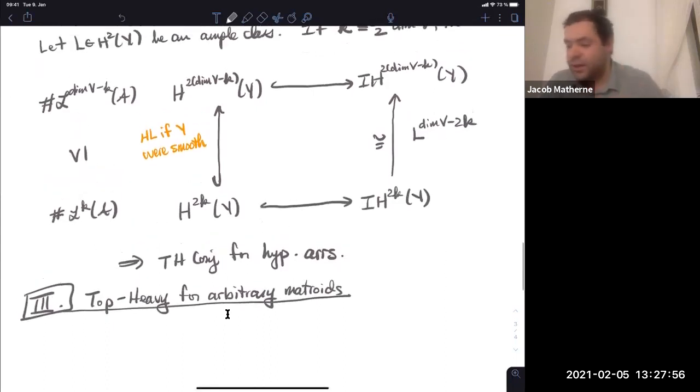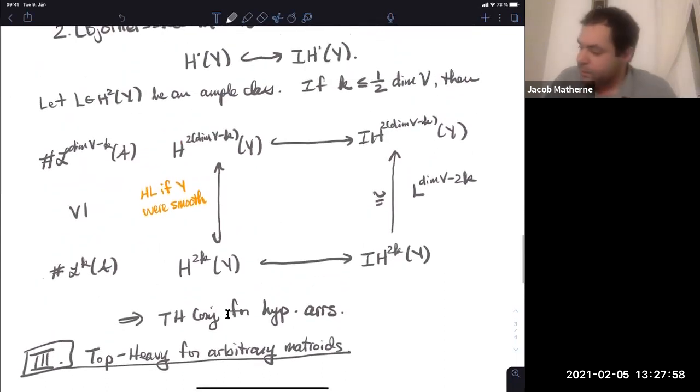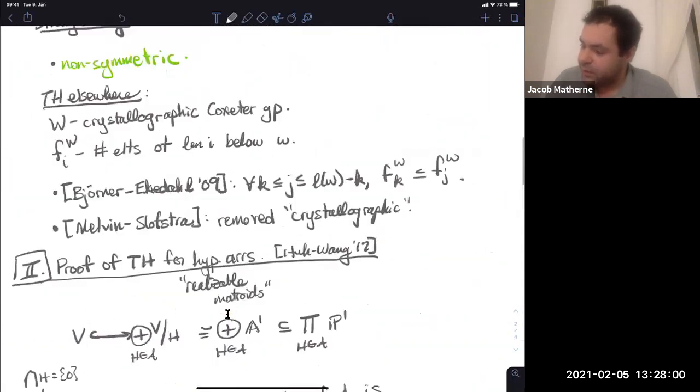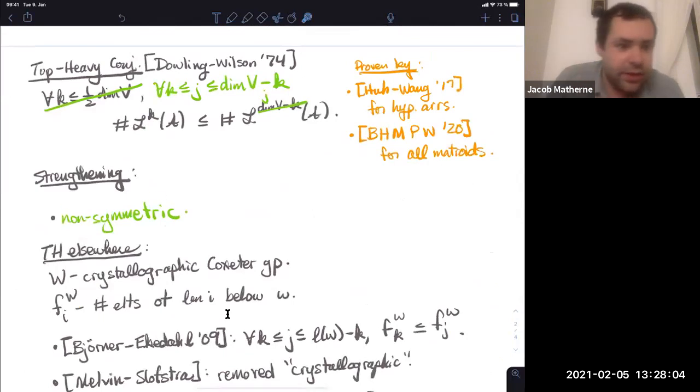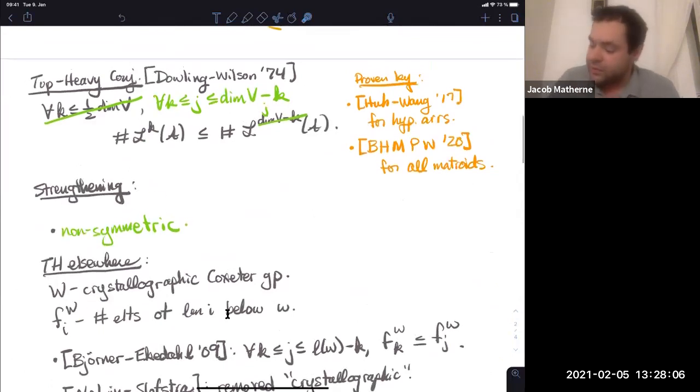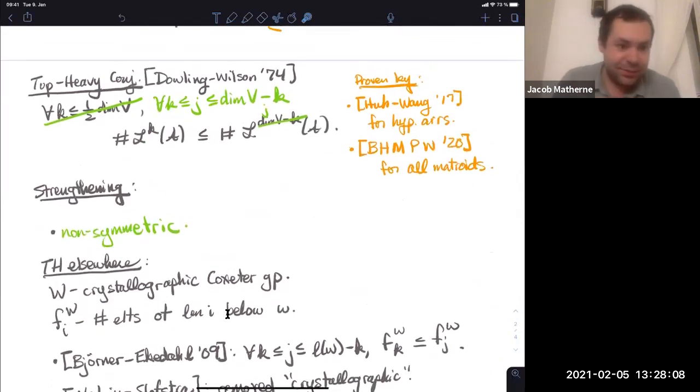Oh, before I get there, let me talk about this strengthening up here. Remember, I had this non-symmetric strengthening. This follows immediately because the symmetric one I just proved for you: when I multiply by this ample class enough times, I get an injection. So I compose the map with itself a bunch of times, I get an injection. The non-symmetric statement says I just compose the map with itself fewer times. So it's still an injection.